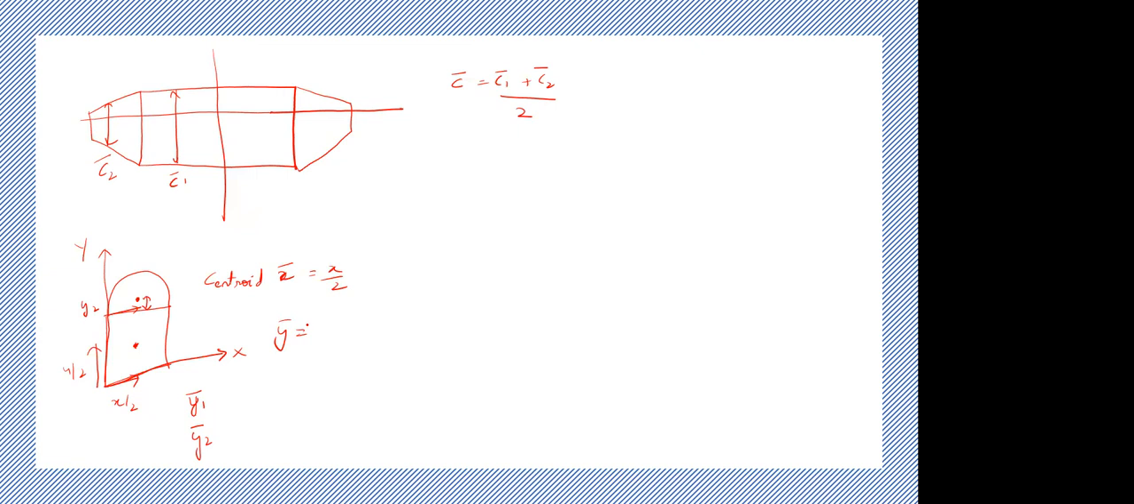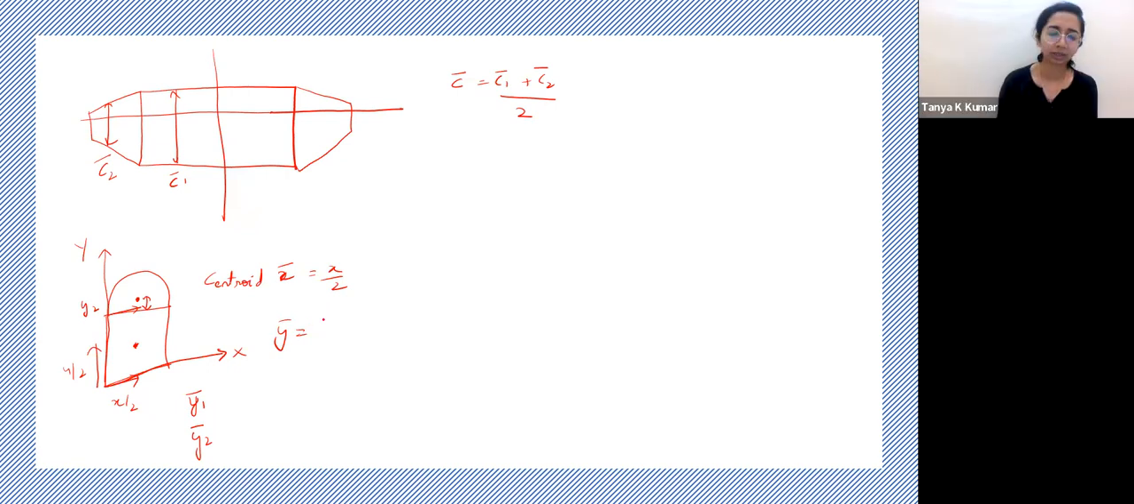Y2 Y1 upon Y1 plus Y2. Didn't it have something to do with the area? Was it not A1 Y1 plus A2 Y2 upon A1 plus A2? Was it not this? I'm not sure, I could be wrong, but this is what I recall. Isn't this right?